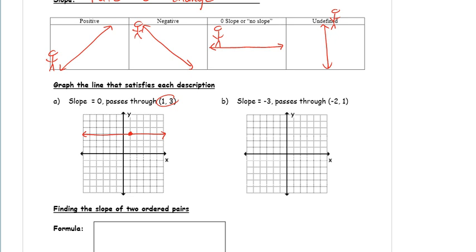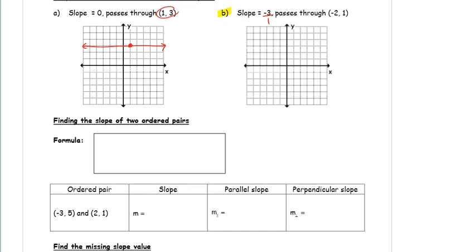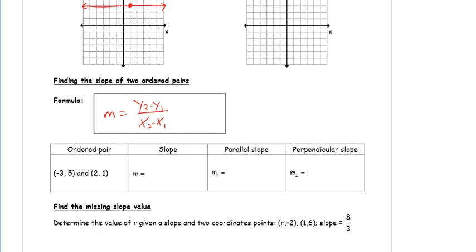Passes through negative 2, negative 2. So let's graph that. And is perpendicular to CD, with C is negative 6, 5, and D is 1, 1. So what we want to do on this one is find the slope. So we're going to do 1 minus 5 over 1 minus a negative 6. So we get negative 4 over plus a positive 7. So our slope is negative 4 over 7.